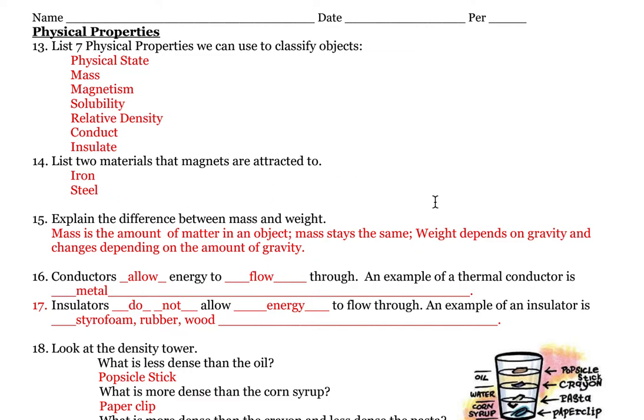Number 15. Explain the difference between mass and weight. Mass is the amount of matter in an object, and mass stays the same. Weight depends on gravity and changes depending on the amount of gravity that is pulling on it. That's a big difference. Mass is the amount of matter and does not change. Weight depends on gravity and changes depending on the amount of gravitational pull that is on the object.